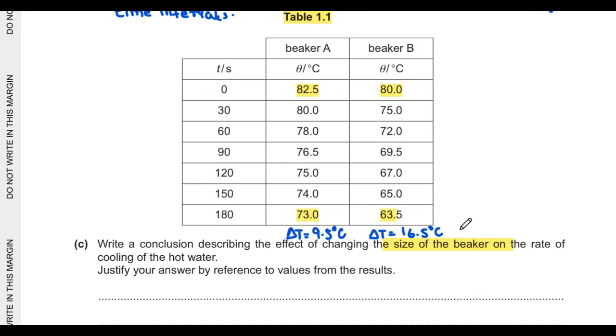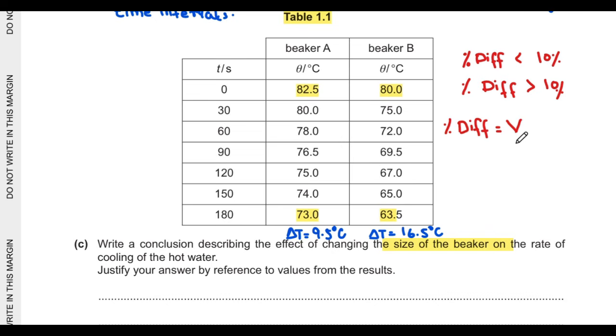Now we will calculate the percentage difference between the values to see if they are close or not. If the percentage difference between these two values is less than 10%, that means these values are equal. But if the percentage difference between these two values is greater than 10%, that means these values are not close and don't lie within the experimental accuracy. How can we calculate the percentage difference?